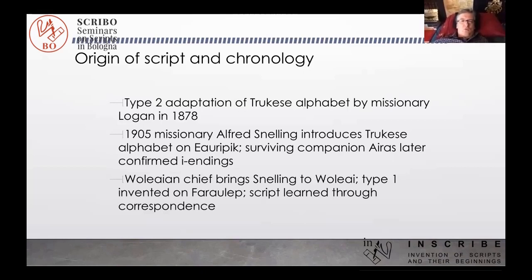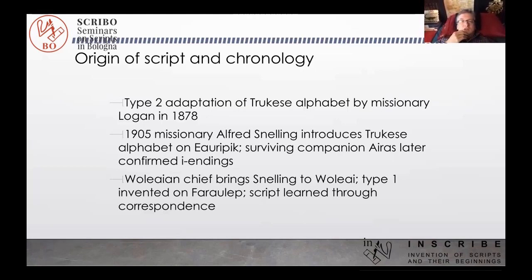and said, hey, why don't you start writing your own language? Here is an alphabet, the Trukese alphabet, and why don't you use that? He was on this small island called Voogt. That was in 1905, and after he was on this island, he was brought to the Bologna island, where he taught the chief there how to write the script.